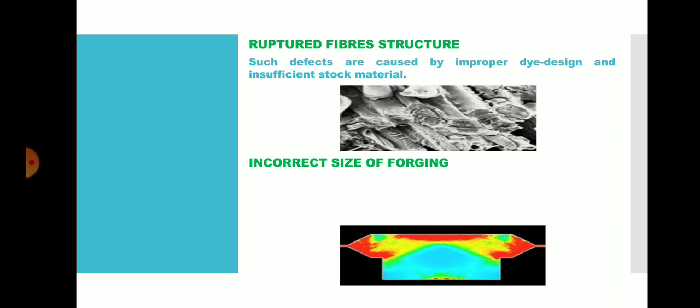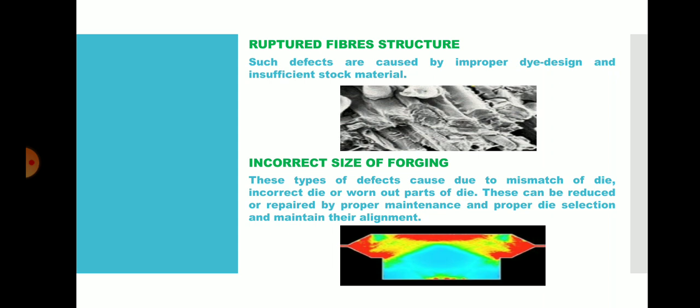Incorrect size of forging. If we do not select the proper size of forging die or product, this type of defect is produced. This type of defect is caused due to mismatch of the die, as we discussed, an incorrect die or one worn-out part of the die. This can be reduced or repaired by proper maintenance, proper die selection and alignment.